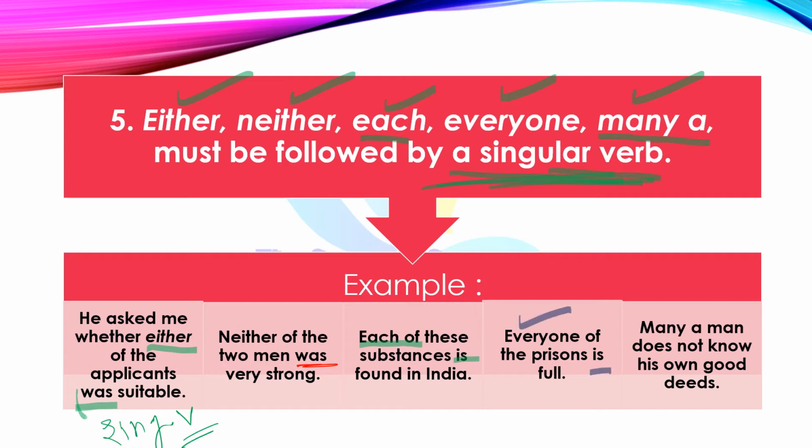And then we have: many a man does not know his own good deeds. So, as you can see, many a is used. Many a man does not know his own good deeds. So here we used the singular verb form: does not know his own good deeds.